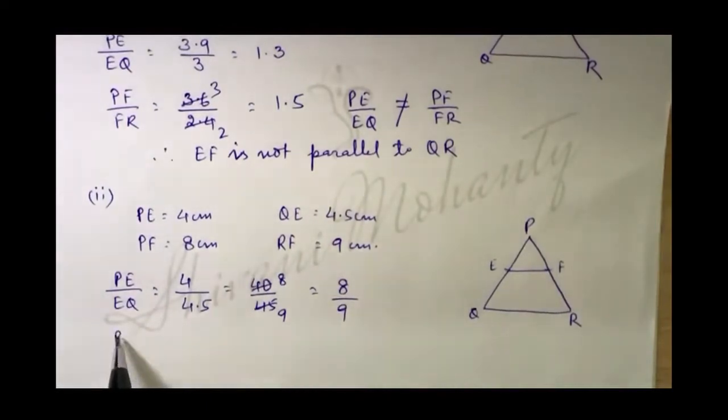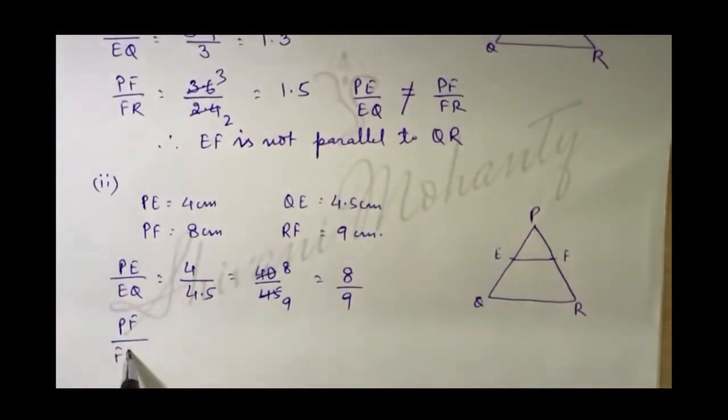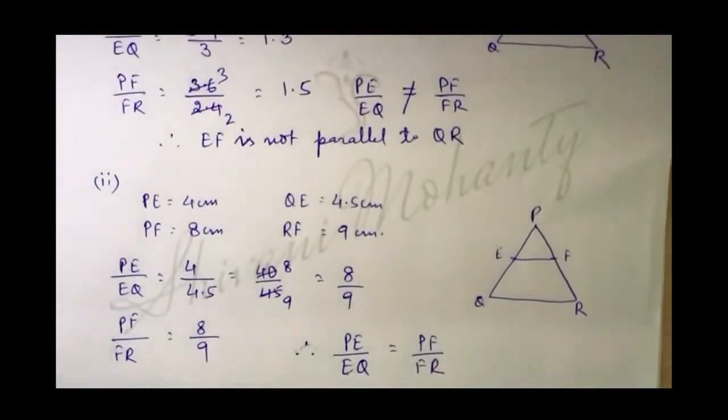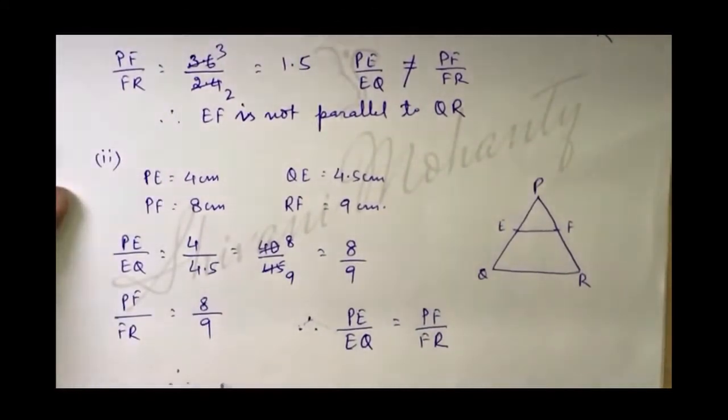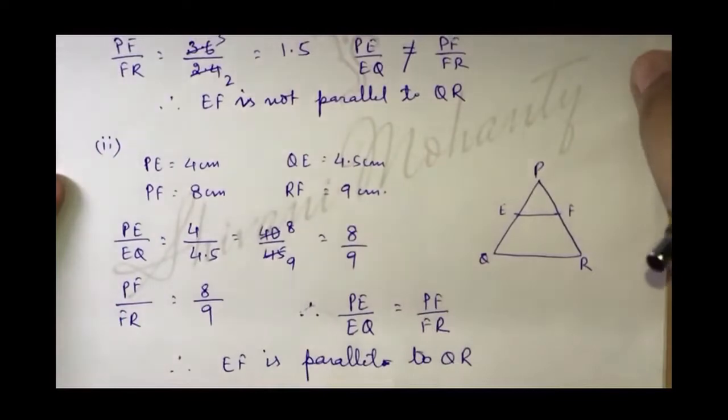Now let us find out PF by FR. What is PF by FR? It is 8 by 9. So what do you find? This is equal to this. Therefore PE by EQ is equal to PF by FR. Therefore EF is parallel to QR. Okay, this is the second part which is over.